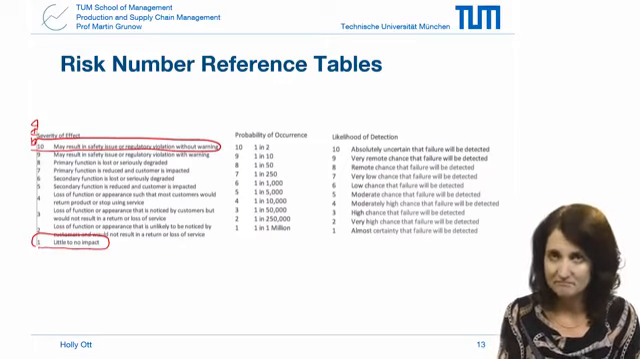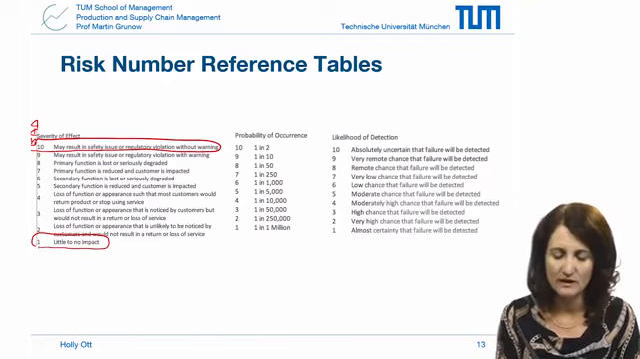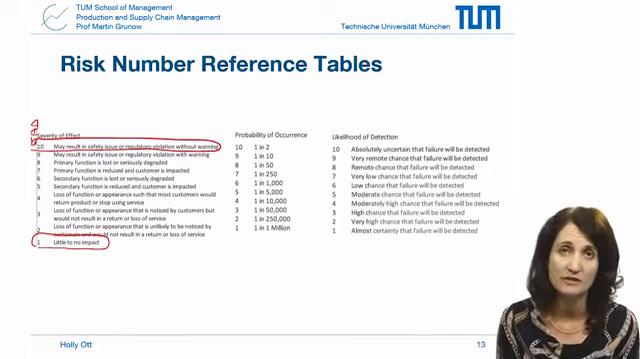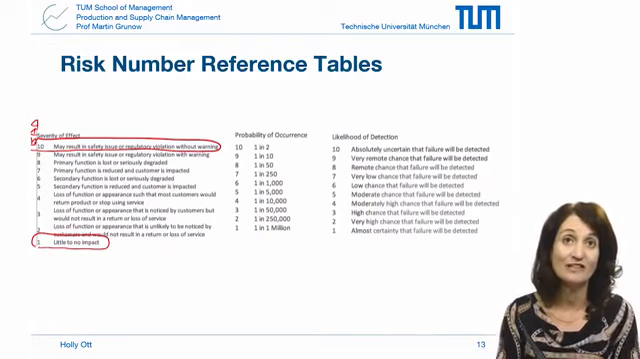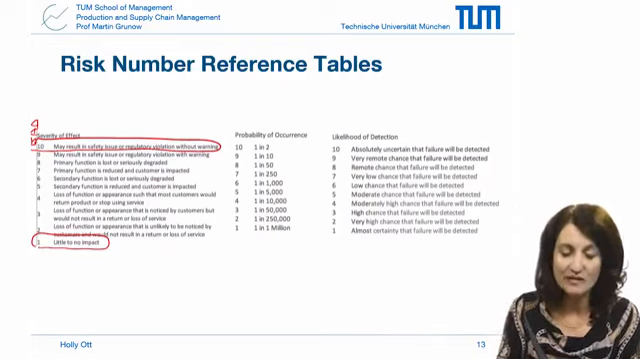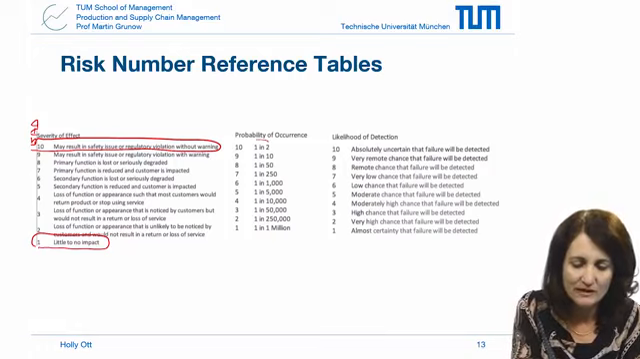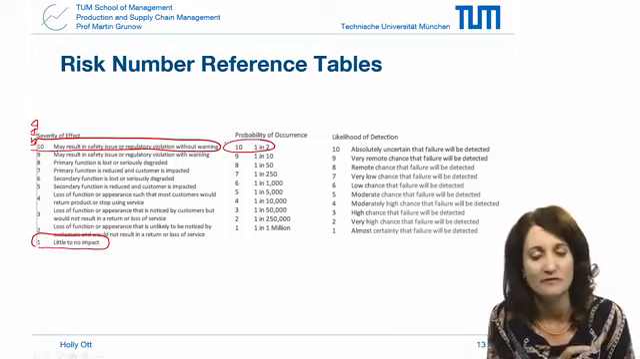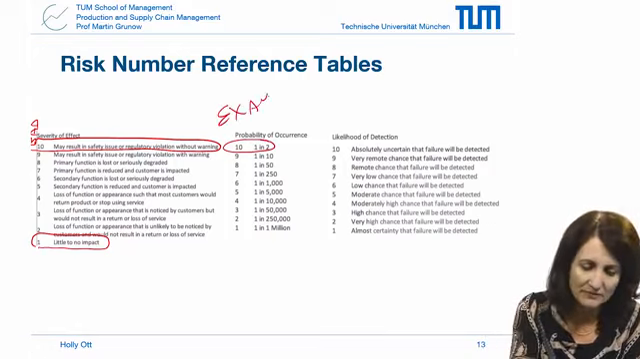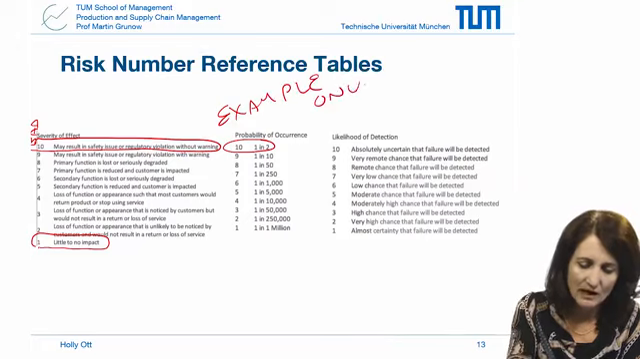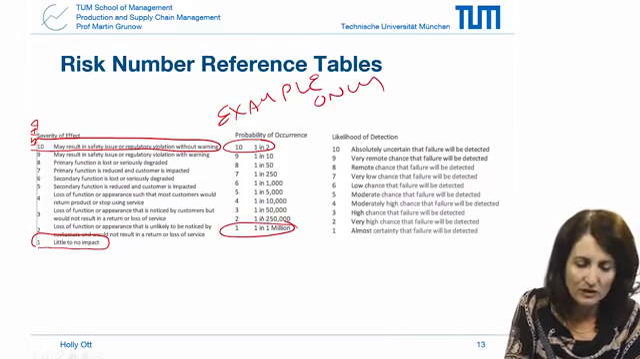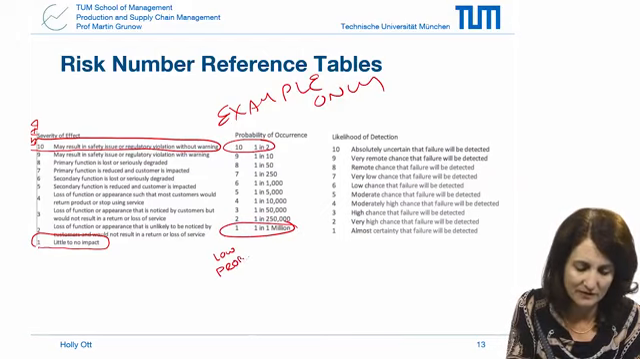Probability of occurrence, again, depends what you're talking about. For example, in the automobile industry, you need to be very, very careful. If you're looking at wheels falling off, you definitely don't want that to happen very often. Here, for example, a 10 would be, for example, 1 in 2. This is example only. While 1, so a low probability of occurrence, is 1 in 1 million, for example.